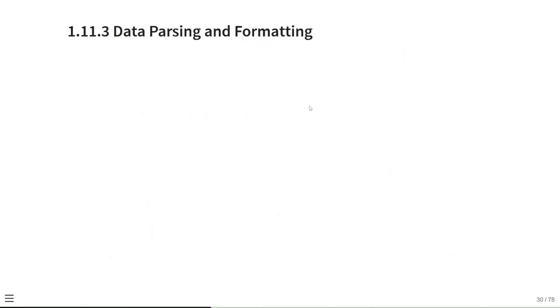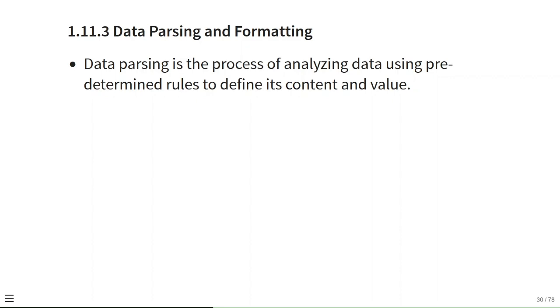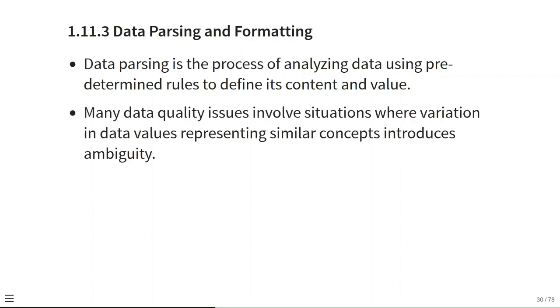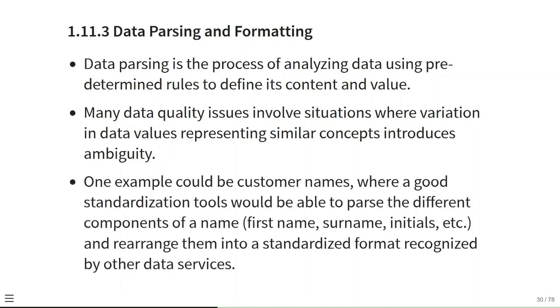Data parsing and formatting. Data parsing is the process of analyzing data using predetermined rules to define its content and value. Many data quality issues involve situations where variation in data values representing similar concepts introduces ambiguity. One example could be customer names, where a good standardization tool would be able to parse the different components of a name, such as first name, surname, initials, etc., and rearrange them into a standardized format recognized by other data services.